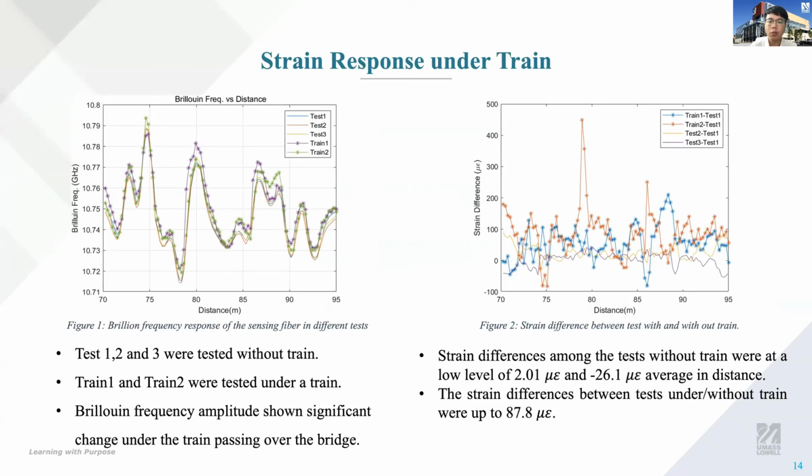We also tested the data when a train was passing by the bridge. From Figure 1, we can see the lines with stars are the data under train. We could obviously observe the frequency change between those data. The strain differences among tests without train were at a low level, 2.01 and minus 26 microstrain. The strain variation between tests under train and without train was up to 87.8 microstrain. This demonstrated that the system can indicate when a train is passing by a bridge.